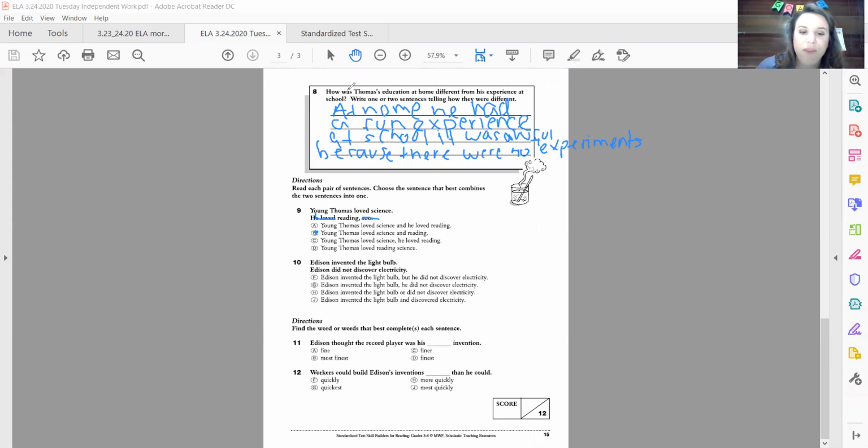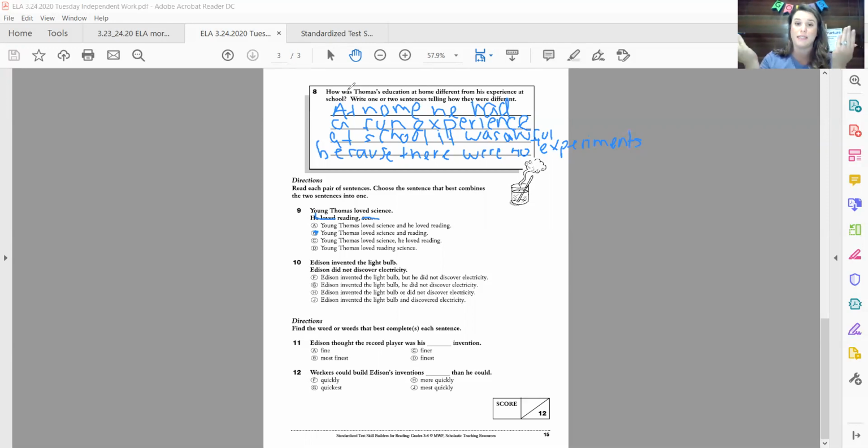There you go. Now the next one is comparing 2 objects. And when we compare 2 objects, we can use the word but or so. Let's see. Edison invented the light bulb. Edison did not discover electricity. So we're going to use but, not so, because so is a cause and effect. And in this case, we are comparing and contrasting. Well, we're actually contrasting, telling how different. So Edison invented the light bulb, but Edison did not discover electricity.